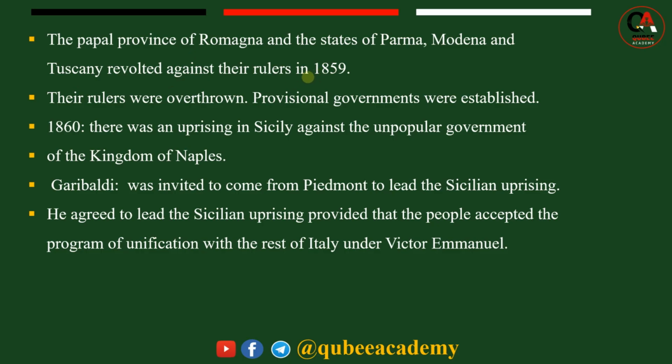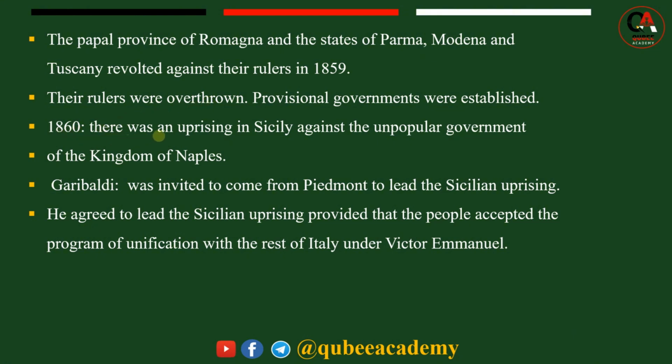The states revolted against the rulers in 1859. Through their own government, they established provisional governments, and because of this the states also united with Piedmont. So the number of states in Italy, especially small states, began to unite with different states. This one is the most important one.